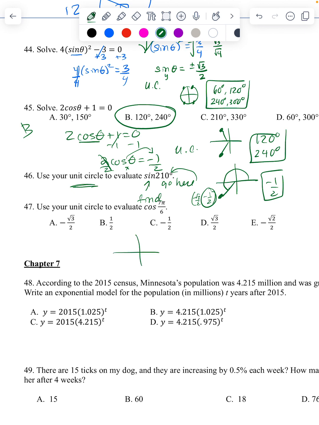7 pi over 6. Okay, that one you can find 7 pi over 6, keeping in mind that it's going to be over here because this pi would be 6 over 6. So 7 pi over 6 is here. It's actually in the same spot as the previous one, but now they want the cosine, which is the x. And if you look at the coordinates of that spot, your x is going to be negative root 3 over 2.